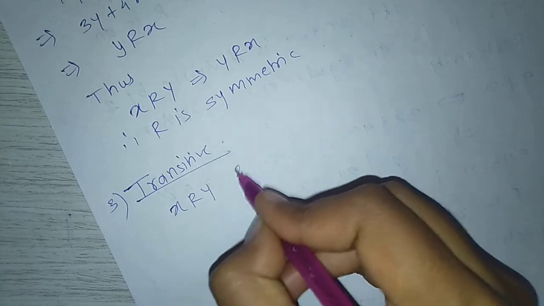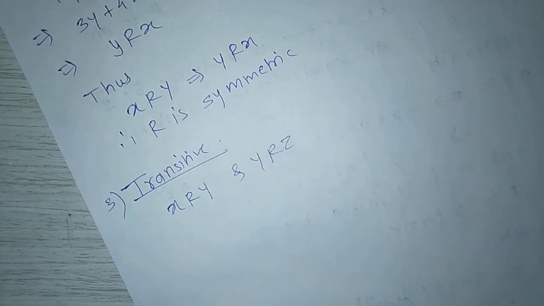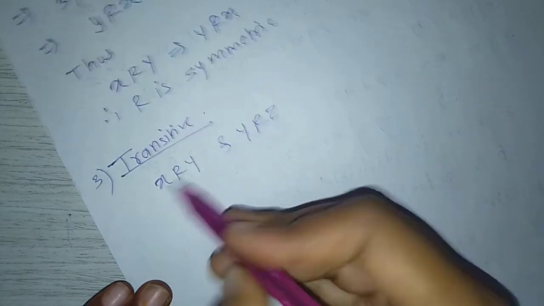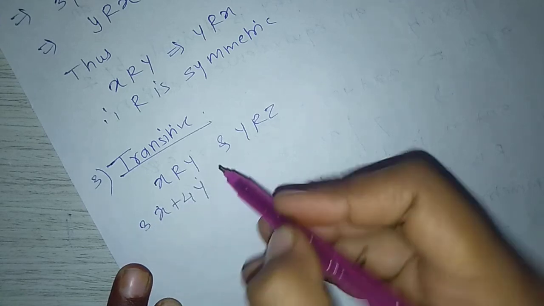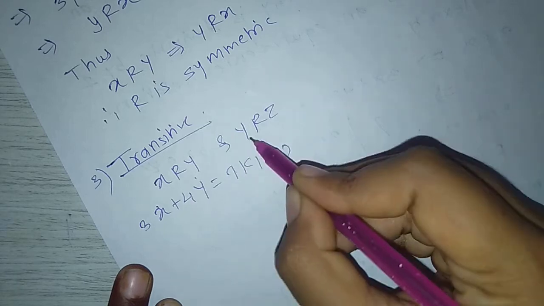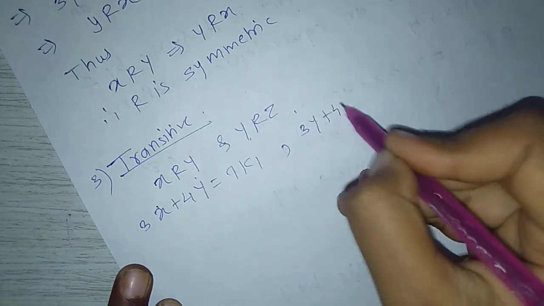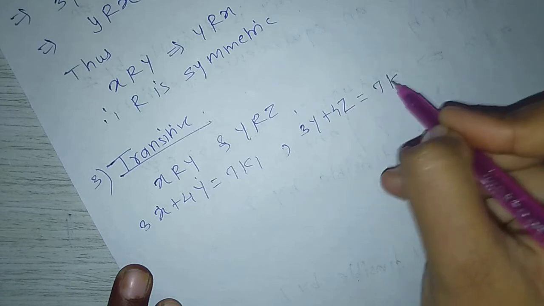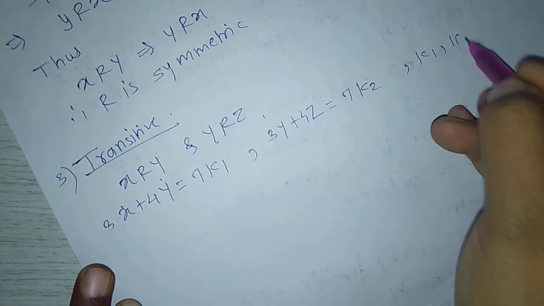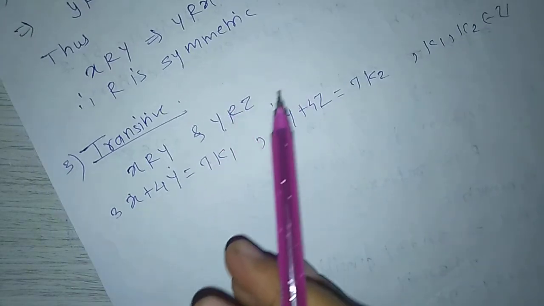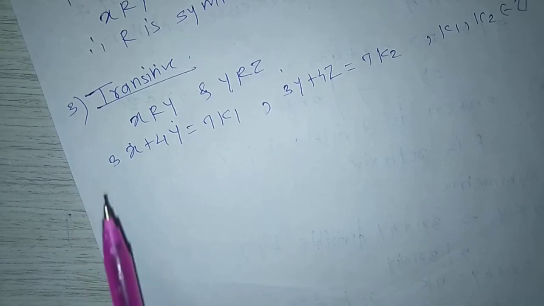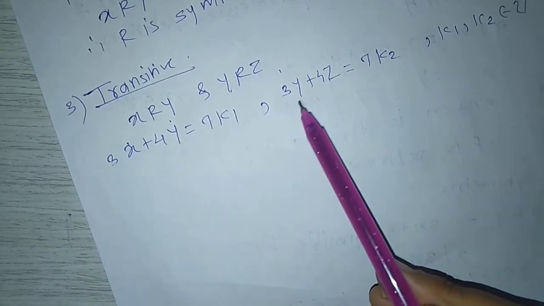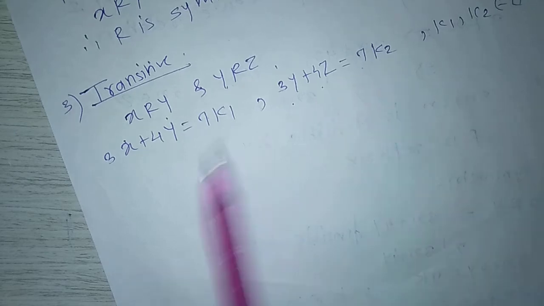Next, transitive. If x relates to y and y relates to z, we have to show that x relates to z, then we can say that R is transitive. x relates to y means 3x plus 4y equals 7k1, and y relates to z means 3y plus 4z equals 7k2, where k1, k2 belong to Z. So 3x plus 4y is divisible by 7. Similarly, 3y plus 4z is divisible by 7.